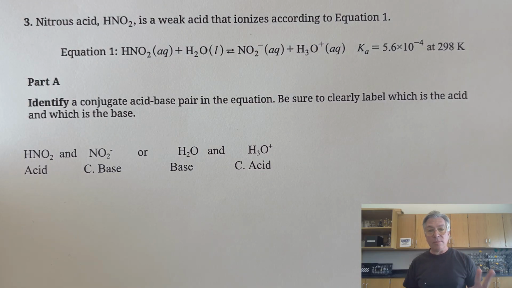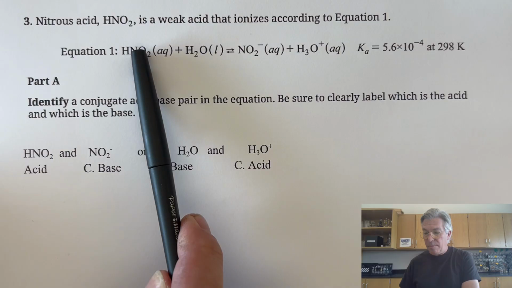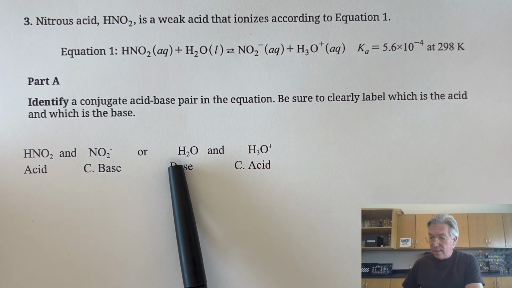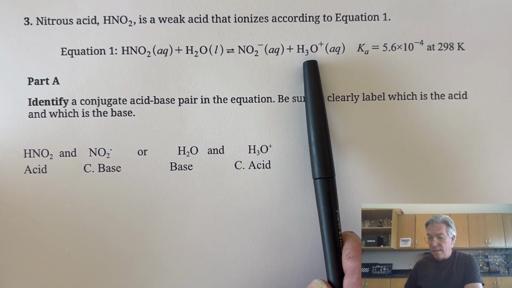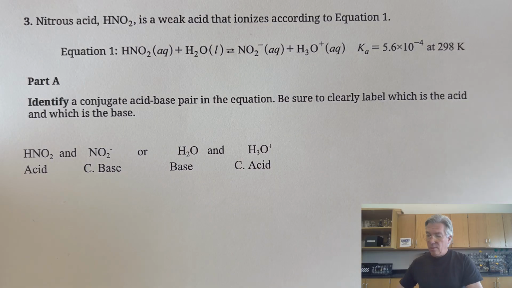So there are two possible answers that you could have put. One is to do HNO2 and NO2 minus. That's the acid, and then it becomes the conjugate base. Or water, which acts like a base in the forward reaction and becomes its conjugate acid, the H3O plus ion. So either one of those would be an appropriate answer, and hopefully you got one of those for yourself.